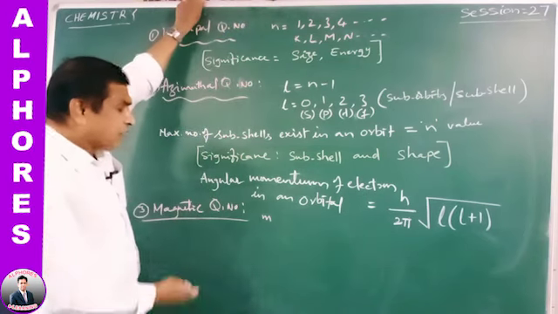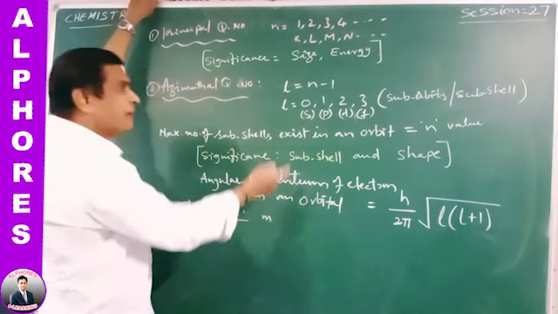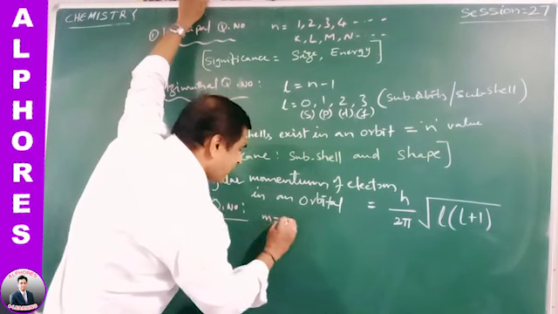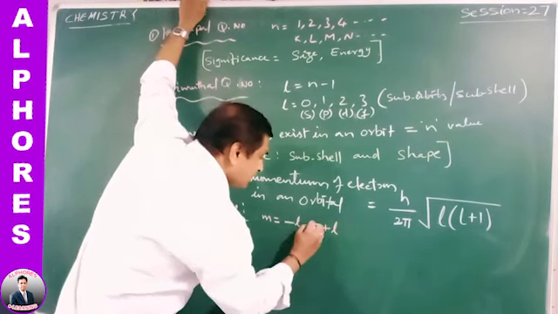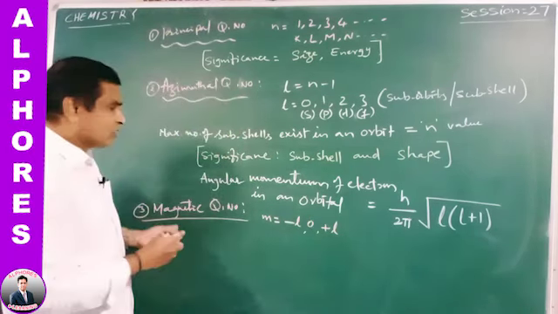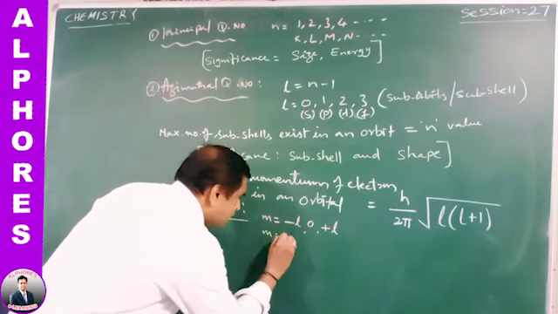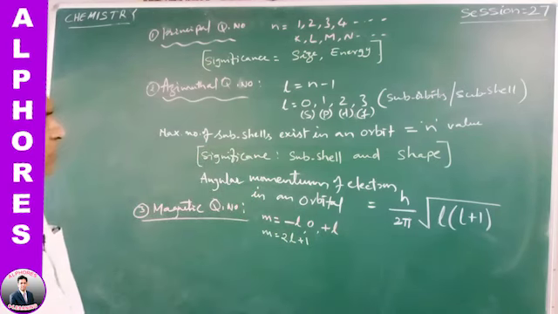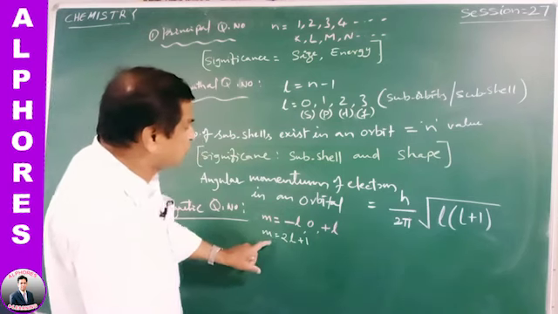The M value depends upon the azimuthal quantum number value. These values range from minus L to plus L, including 0. The total number of orientations is 2L plus 1.